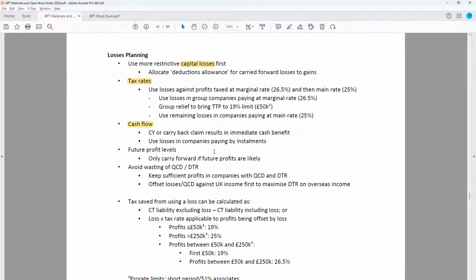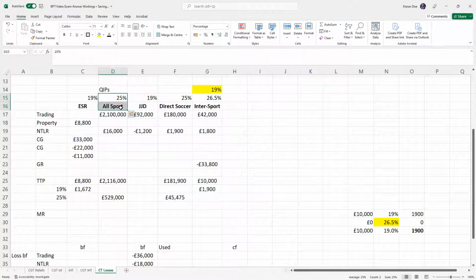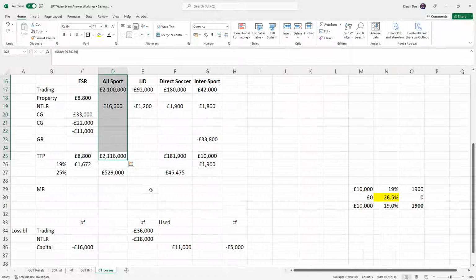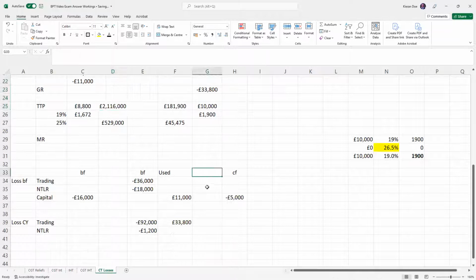But when we think about cash flow, like we saw, All Sport is paying its tax earlier. So if you relieve All Sport, then there'll be a cash flow benefit because they're paying their tax earlier. So you'll make that tax saving earlier because they'll have reduced quarterly installment payments. So you could look at it and think, well, we don't want to bring them down too low, so we're getting relief at 19%. That's not going to be an issue here. They've got a long way to go before they're going to be paying tax at 19%. So therefore, the rest of the loss can just be used against All Sport.